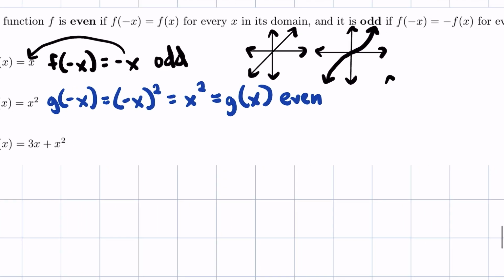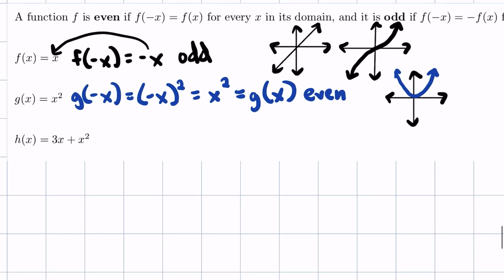Now let's look at our even function, x squared. It's going to look like this, right? It's a parabola. So this is symmetric over the y-axis. All even functions will be symmetric over the y-axis.